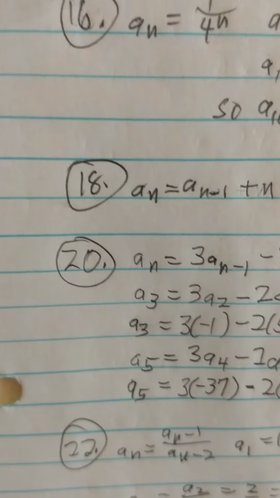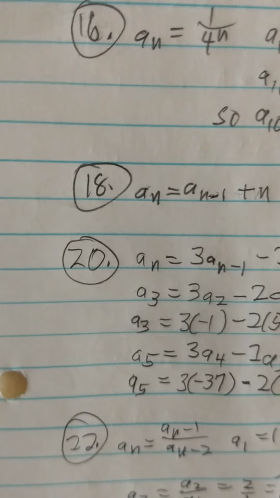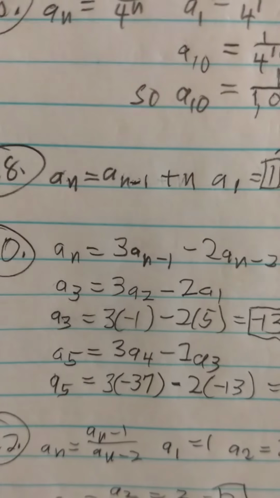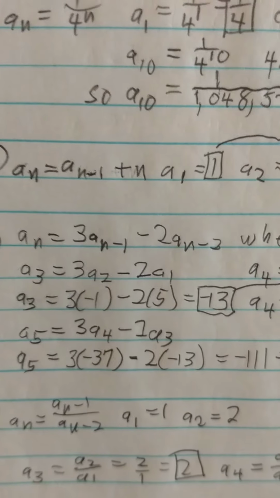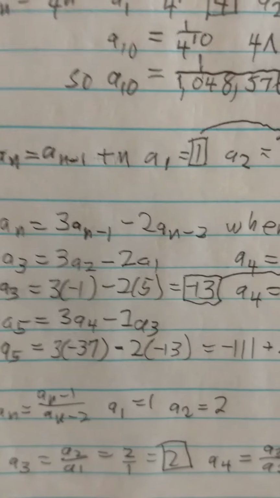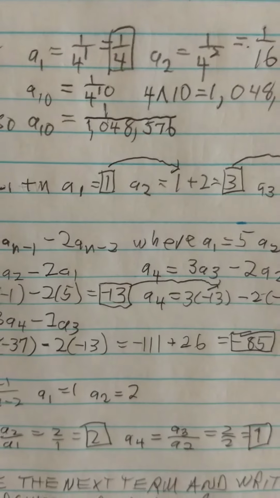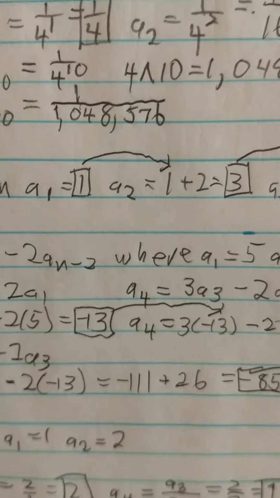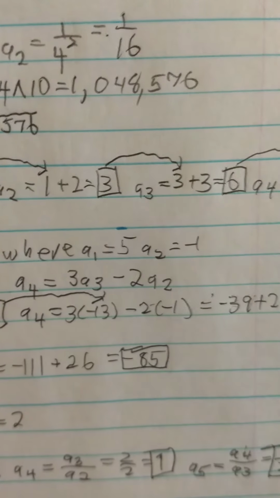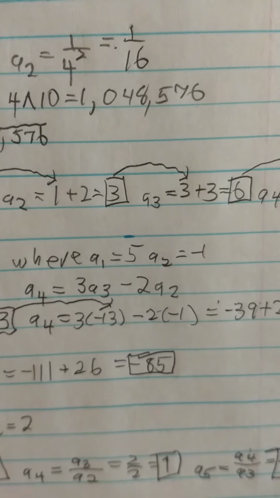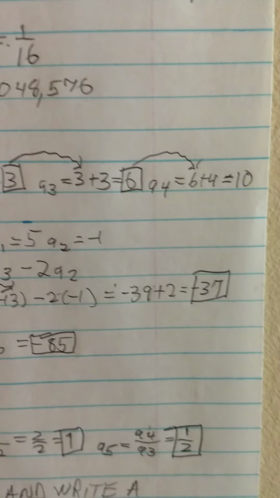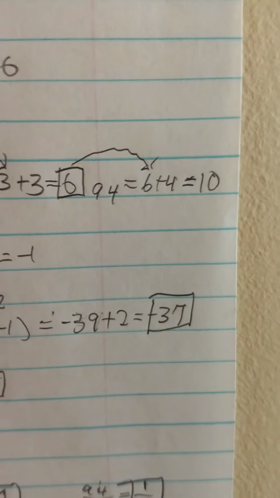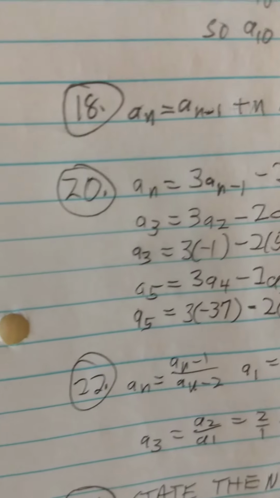And so for the next problem, 18, a sub n, the current term, is a sub n minus 1, the last term, plus n. So again, we have to be given a starting point here. A sub 1 is 1, and a sub 2 is the last term, 1, plus n is 2, so 3. And a sub 3 is the last term, 3, plus n is 3, equals 6. And a sub 4 is the last term, 6 plus 4, equals 10.